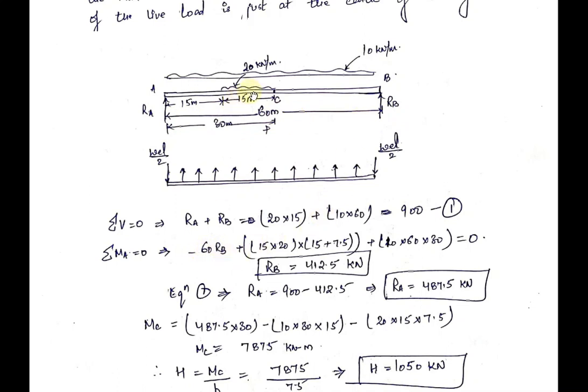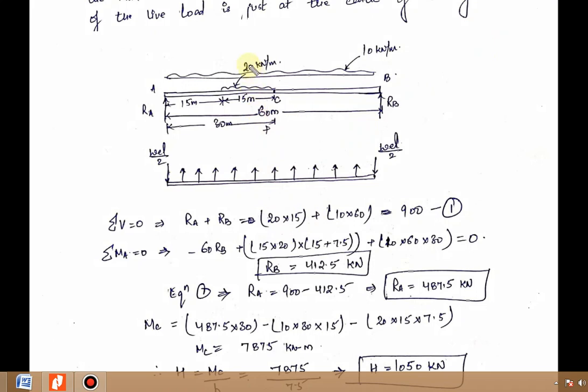Now the second load is this live load. So first convert this live load into force. So UDL into the length, so 20 into 15. Now this 20 into 15 will act at the center of the UDL. It means 15, the center of 15 will be 7.5. So this distance will be 7.5. Okay, so the perpendicular distance of this point load from A point will be 15 plus 7.5. So this will be the perpendicular distance.